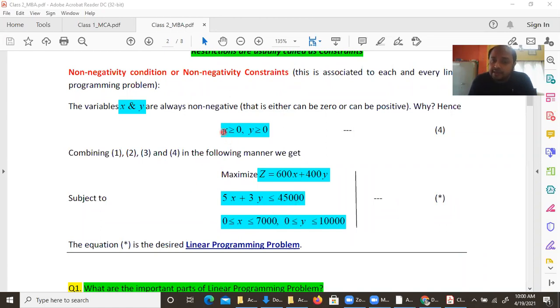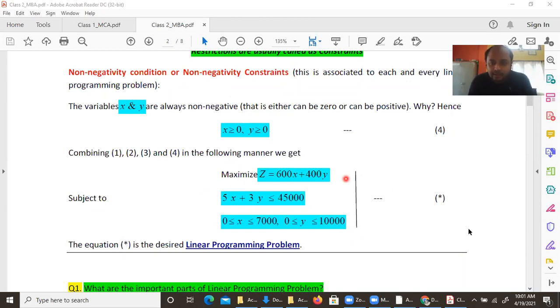When we write that these variables are non-negative, we consider the non-negativity constraints. And other than non-negativity constraints, we have different types of constraints: selling constraints, time constraints, man-hour constraints, credit cost constraints, seat capacity, whatever, it depends upon the situation. And lastly, the function which you are supposed to maximize, maximize z equal to 600x plus 400y, is called the objective function.